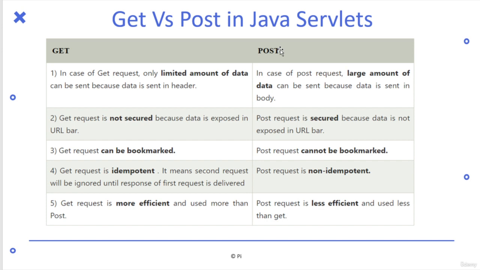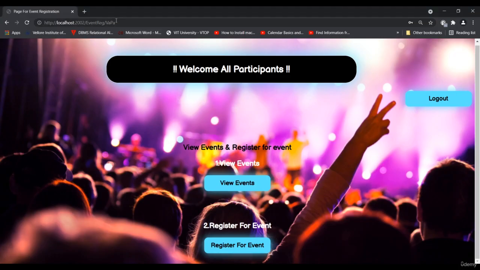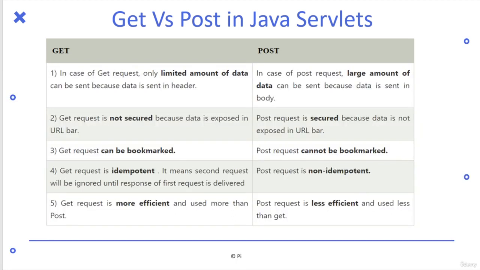Get request is not secured because data is exposed in the URL bar. As you can see, let us show inside Chrome. It is not showing anything, neither your participants login nor anything. But while you are using the get method, it will show everything, like your username is this and password is this. So this is a very insecure method. This is very important. The post method is very secure.